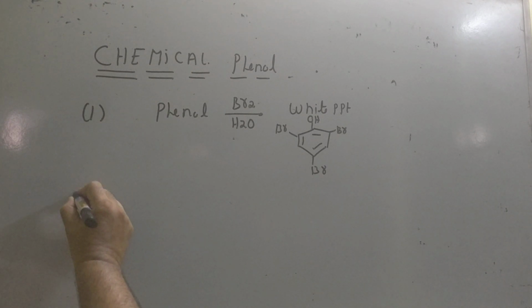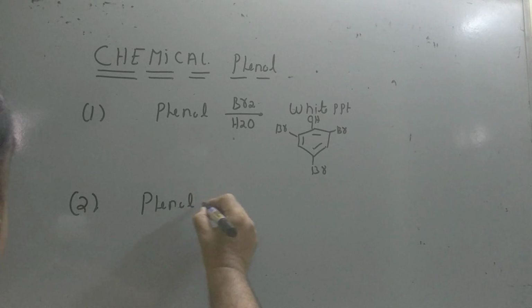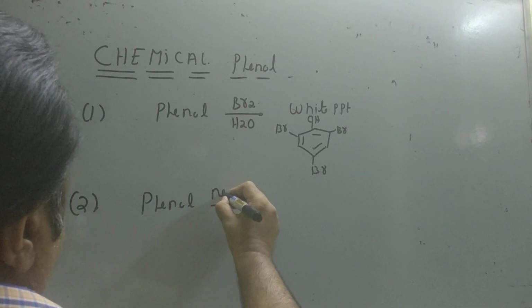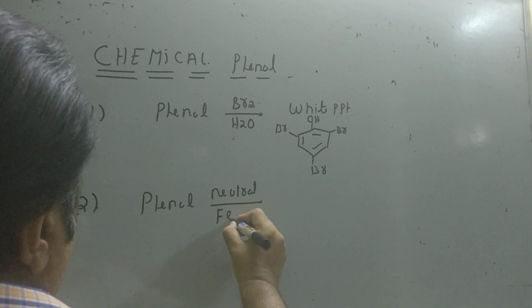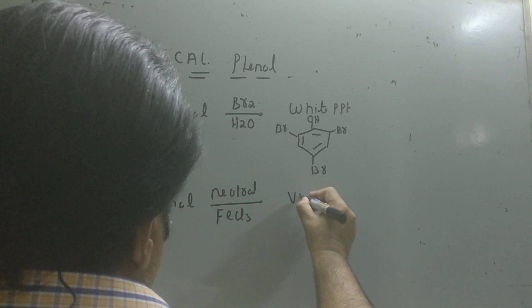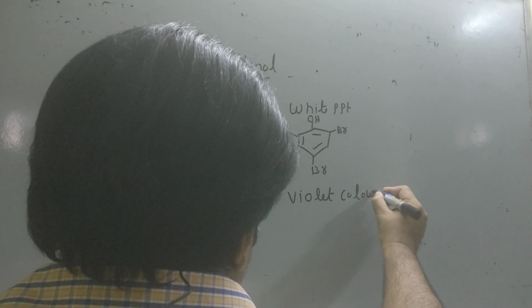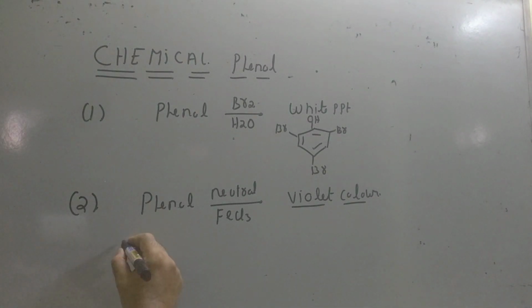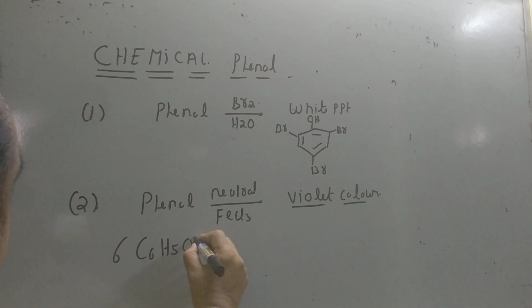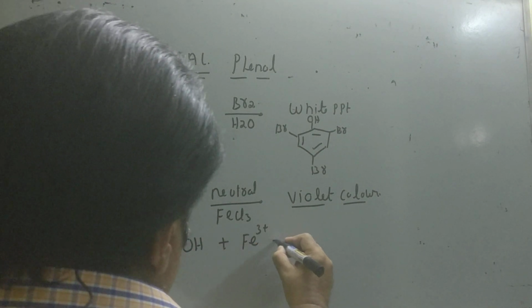The second test of phenol is the one which we will do in the lab. If you treat phenol with a neutral solution of ferric chloride, immediately you get the formation of a violet color. You get a complex compound which has a violet color. Now what is the reaction? Six molecules of phenol form a complex with Fe3+, which obviously comes from ferric chloride.